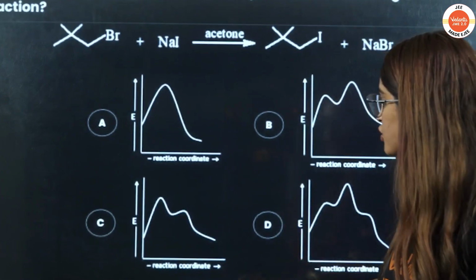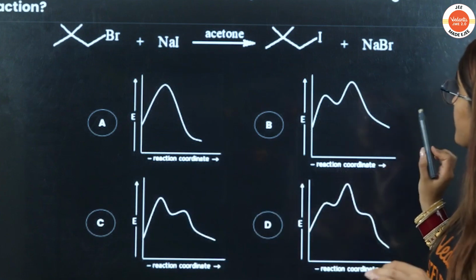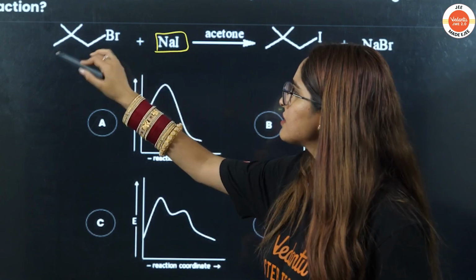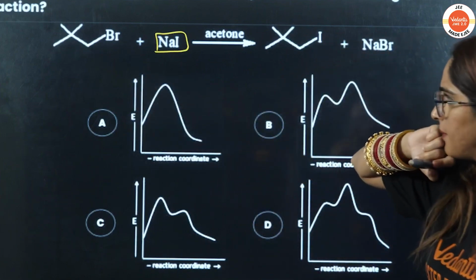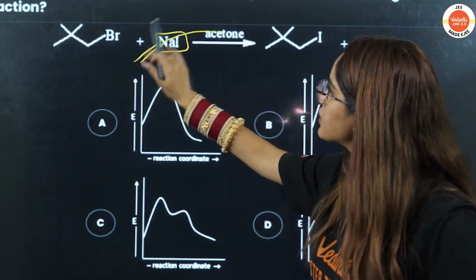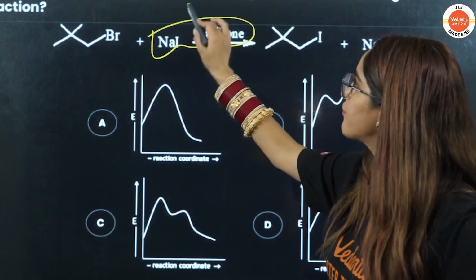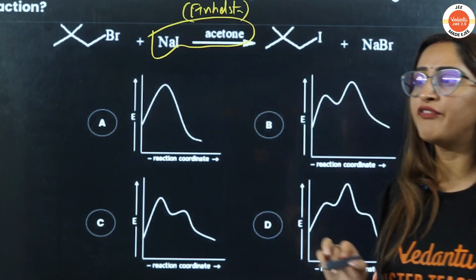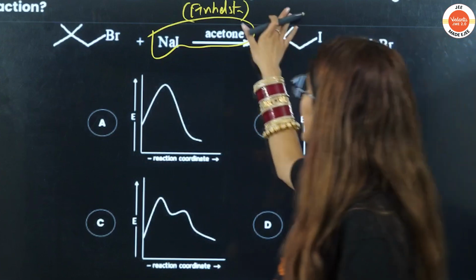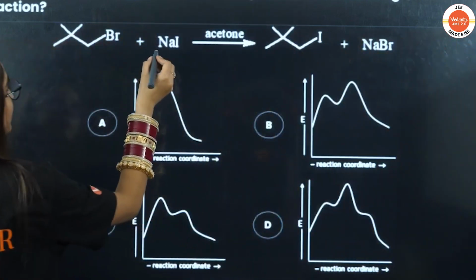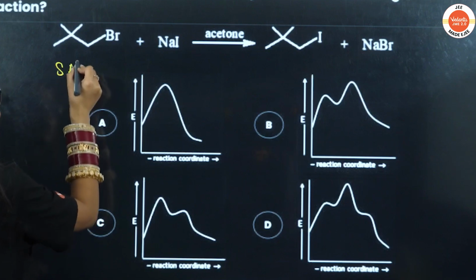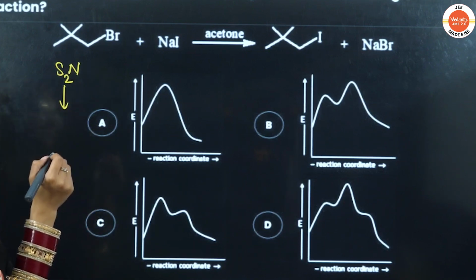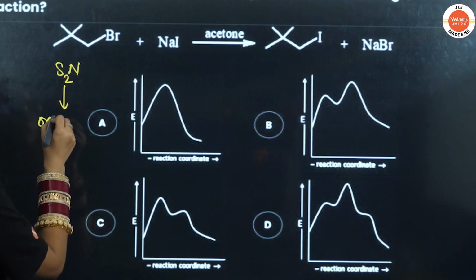Now next question here is, which of the following energy barrier curve represents the following reaction? Okay, so you have NaI here. This is a curve. Basically, this is nothing but the Finkelstein reaction. It's a very, very interesting question. So in Finkelstein reaction, remember one thing, beta, that is an SN2 reaction. That means this occurs in one step.